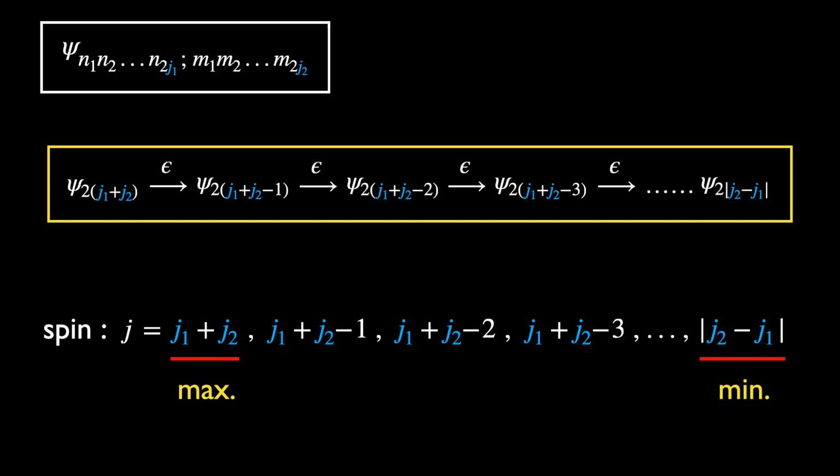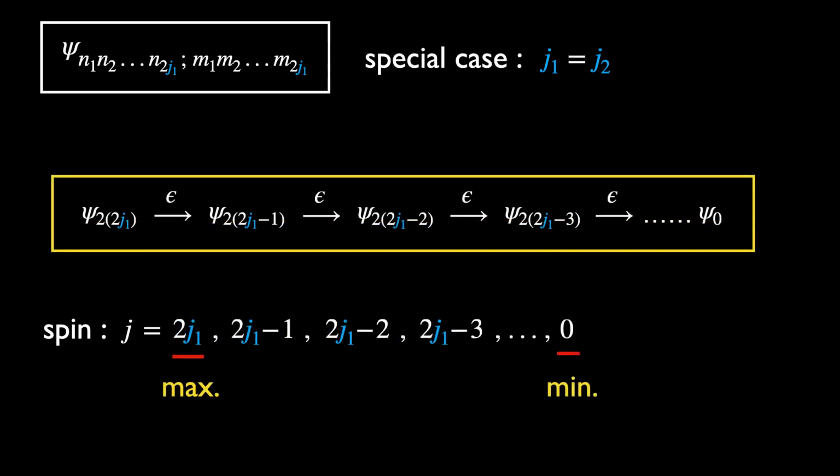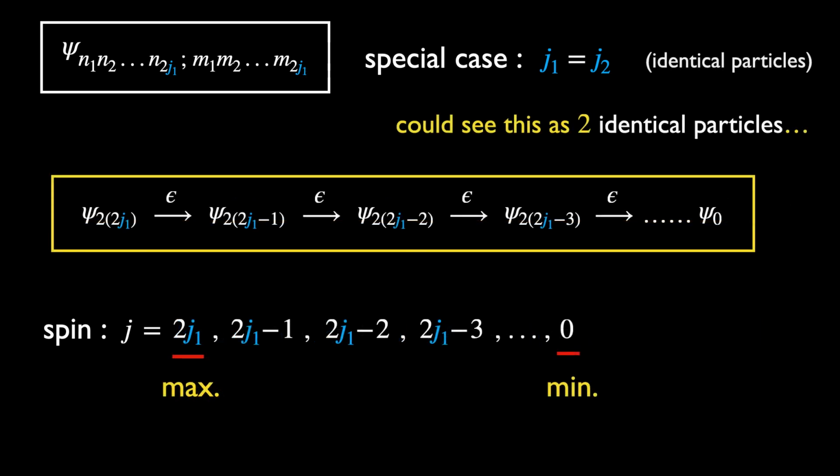It would be instructive to study the special case where j1 equals j2. This corresponds to the case of two identical particles. By particles we mean the copies of spin halves that made j1, which is considered as one particle, while all the other spin halves that made up j2 as another. This corresponds to the following state.